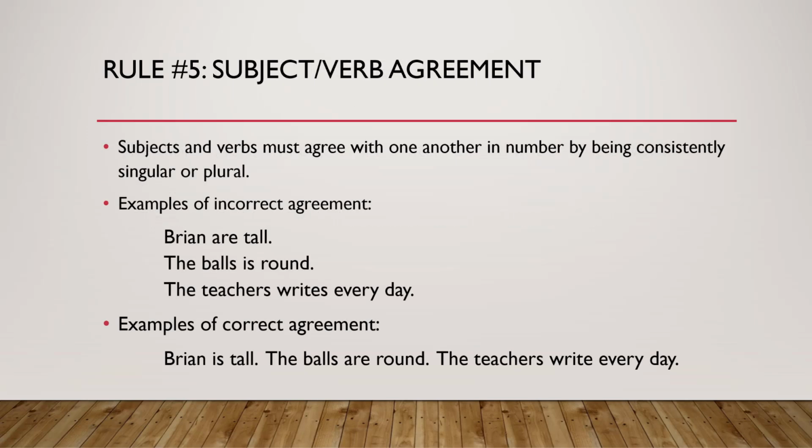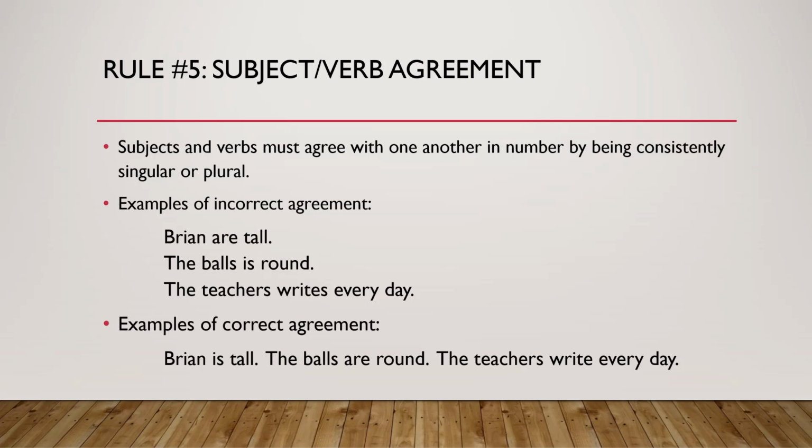Subject-verb agreement. This is very important, and it's one of those things that gets messed up a lot. Subjects and verbs must agree with one another in number by consistently being singular or plural. So here are examples of incorrect agreement. Brian are tall. The balls is round. The teachers writes every day.